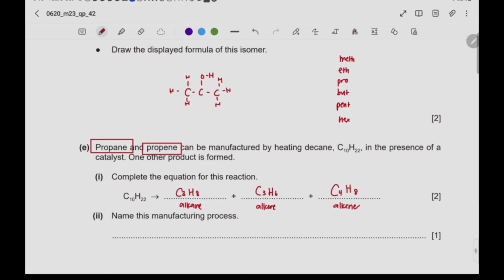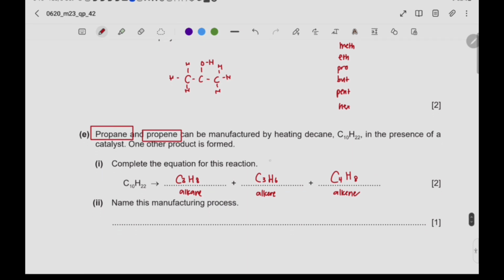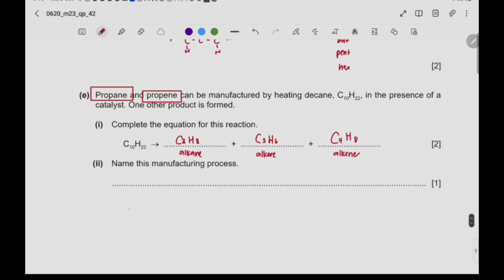So for cracking, you will always get alkene and hydrogen, or alkane, alkene, alkene. So cracking is always from the alkane, cracking into alkane and alkene.